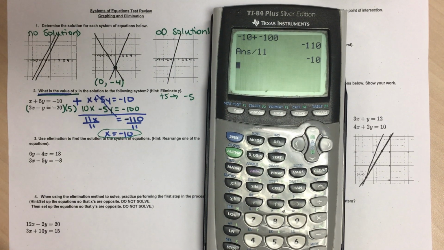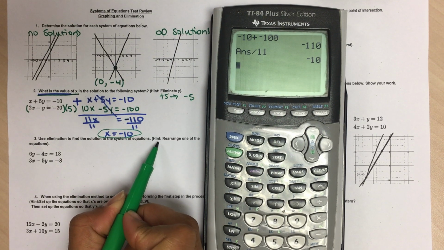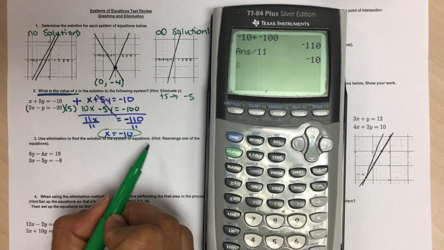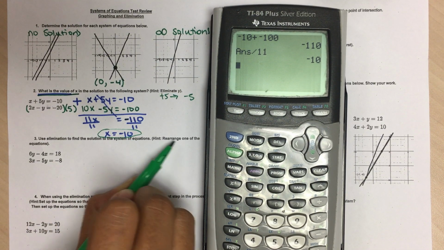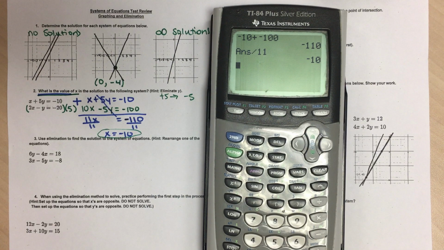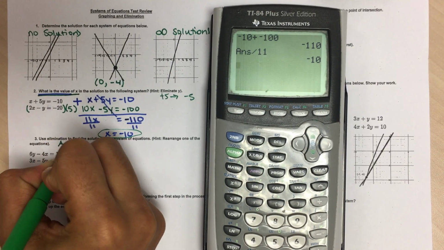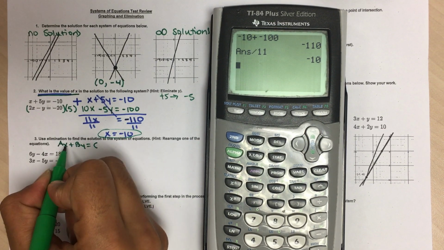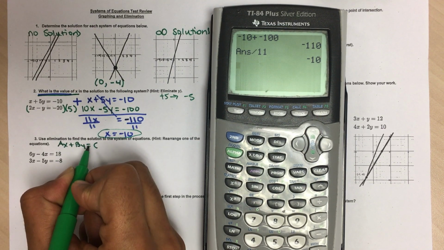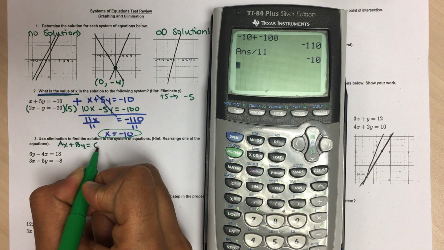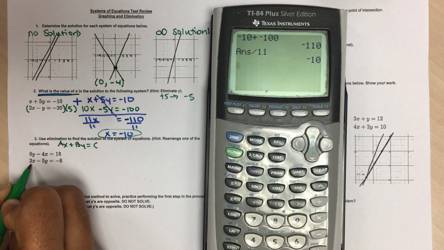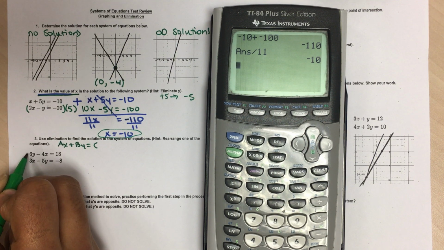Problem number 3. Use elimination to find the solution to the system of equations. And I gave you a hint. Read that, okay? On the test, there's no hints, but on your test review, there are. You're going to rearrange one of the equations. Well, I know that standard form is required for me to use elimination. And standard form looks like this. X comes first, then y, then my equal sign, and then my constant. That is not the case with this top equation. The bottom one's good. Top equation is not okay.